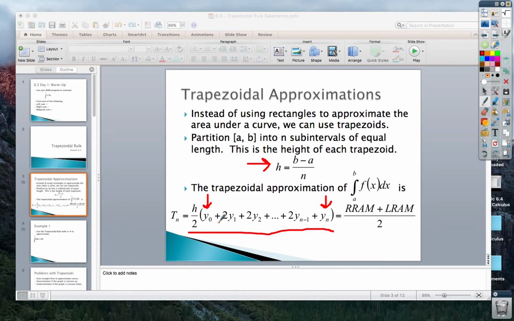The other thing that's very important to note is your first value is just going to be left alone. It's just the y value of your lower limit. The last portion is the y value of your upper limit. In between, though, we are multiplying by 2 each portion of the function. This only goes for the inner portions. The two outer portions should not have the 2. It should also be noted that the RRAM plus the LRAM divided by 2 is equal to the trapezoidal rule. But since we're working on the trapezoidal rule, we're going to go ahead and use that formula.